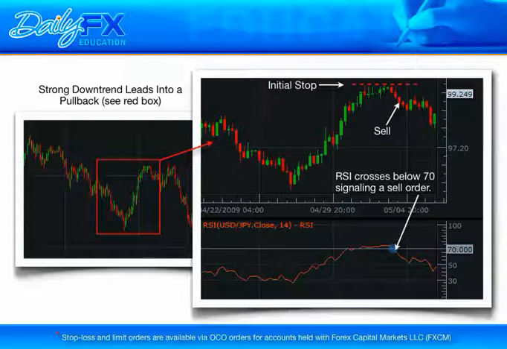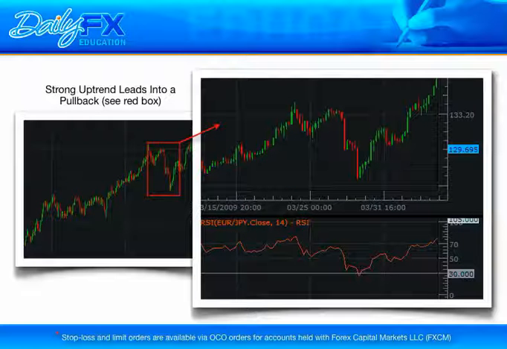Now let's take a look at a buy setup. Here we see the market in a strong uptrend. So we want to note when the RSI moves down to the oversold condition, which is below 30.